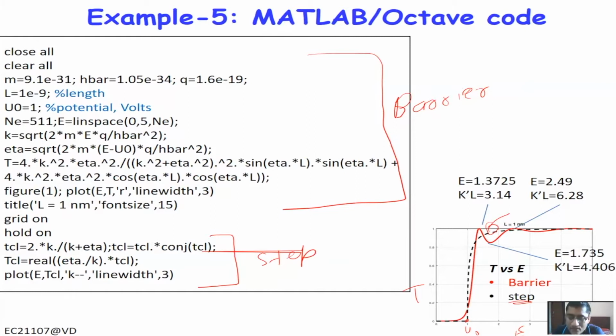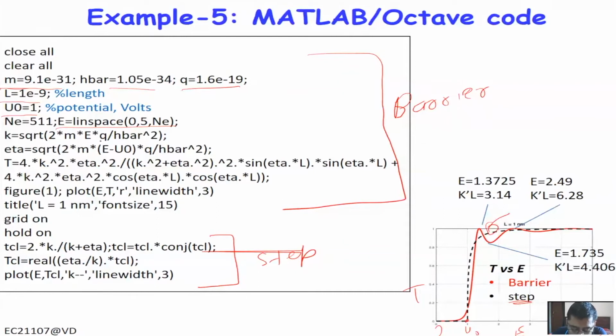In this calculation, of course, I assumed mass is 9.1 times 10 to the minus 31. This is the h bar. Q is the charge on the electron. Length I assume to be 1 nanometer, and the potential I assume to be, let's say, 1. E I assumed varied from 0 to 5. n is the number of steps basically, so there are 511 points. So E is varying from 0 to 5.